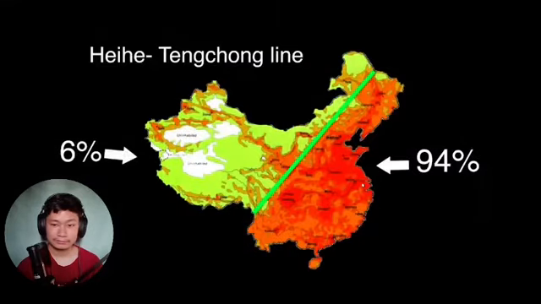When it comes to the population, you need to know about the imaginary Heihe-Tengchong line. This is a line drawn diagonally from the northern city of Heihe all the way to Tengchong in the south. About 94% of the entire country's population lives east of this line.